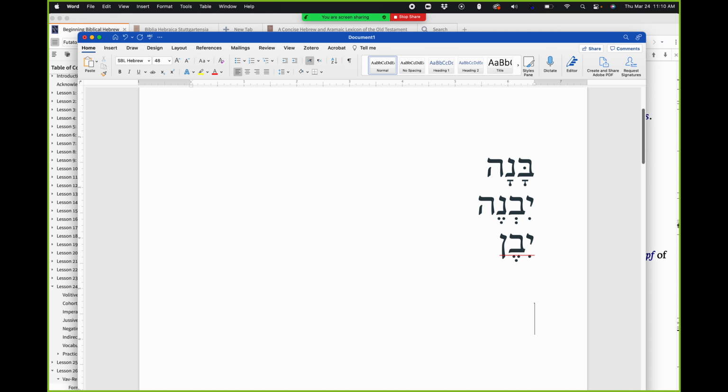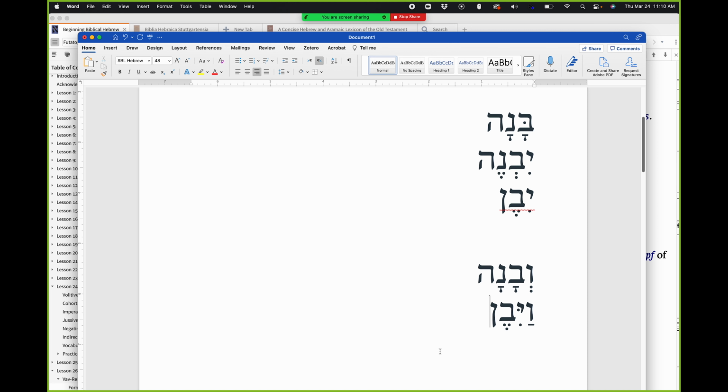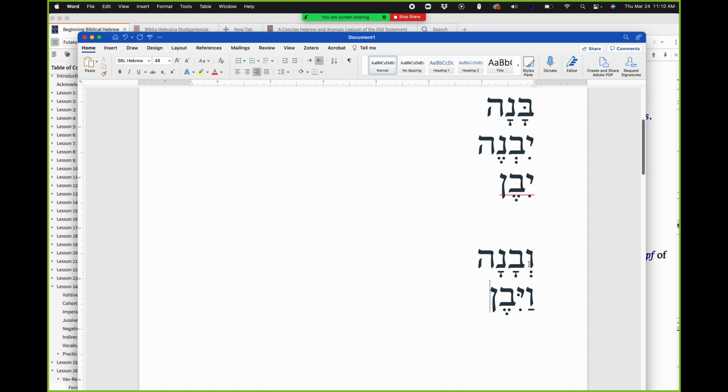Oops. Oh boy. We can add a Vav-Relative to the perfect form, vevana, or we can add a Vav-Relative to what we usually call the imperfect, but again, this isn't the imperfect, this is the jussive form. So the Vav-Relative plus the perfect, vevana, versus the Vav-Relative plus the imperfect jussive, vayivan.